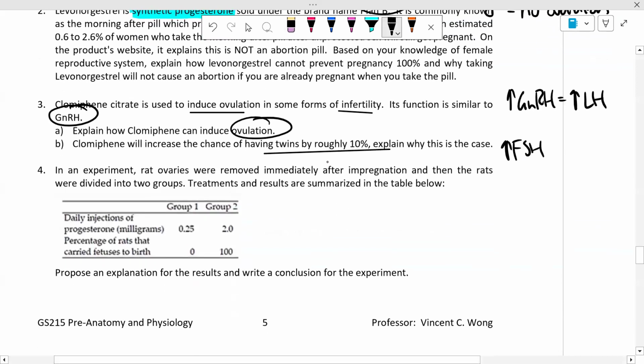In an experiment, rat ovaries were removed immediately after impregnation, like after getting pregnant. And then the rats were divided into two groups. Treatments and results are summarized as follows. Okay, so this is group one. Again, both groups have no ovaries. In group one, they received daily injection of progesterone of 0.25 milligram. How many rats were able to carry the fetus to birth? 0. Right. And then over here, they give them injection of progesterone of 2 milligrams, and all of them were able to carry the fetuses to birth.